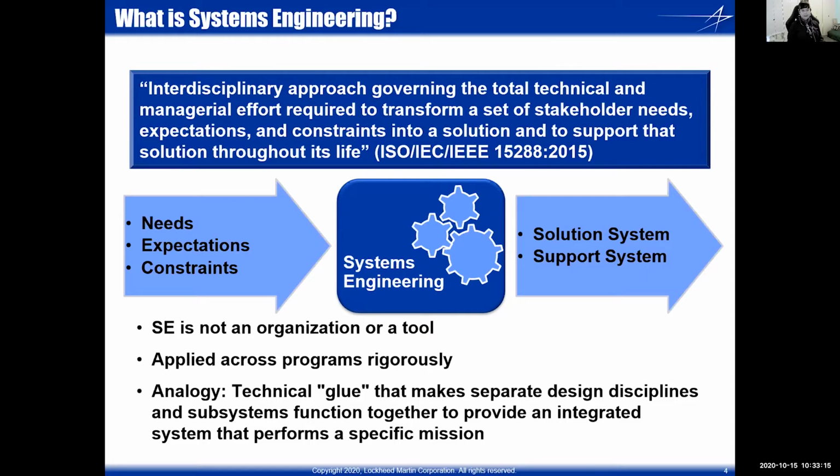System engineering is not an organization or a tool. It is meant to be applied across programs rigorously, and it is basically the technical glue that makes all the other separate design disciplines fit together so that they function as a whole system.